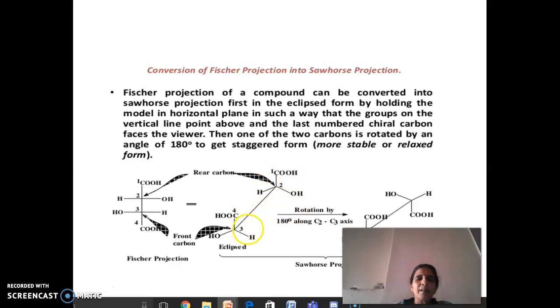And if this is the eclipsed conformation of the tartaric acid, if it is rotated by 180 degrees about the C2 and C3 axis, then it will give the staggered conformation.